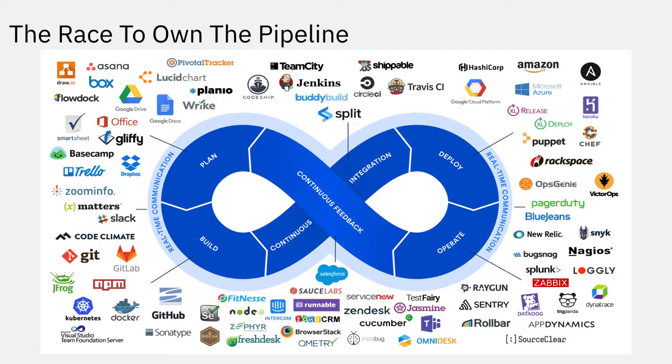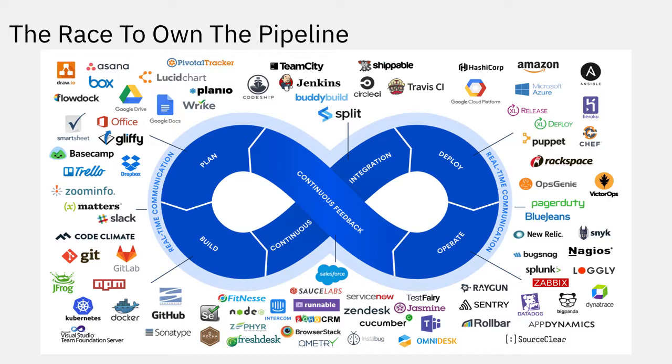While this picture looks very busy, it actually reflects the race to own the pipeline. You see tons of tools and several product development companies which are trying to own each of the phases of the DevOps pipeline. Let's, for example, look at the planning phase. There are tools from Google Drive to Office to Google Docs to Box to Dropbox to Slack. There are several tools that provide various methods to support your planning phase.